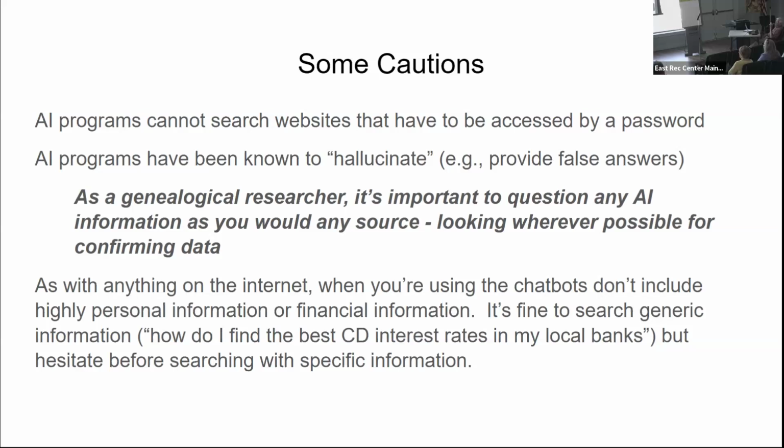The false answers part: you'll hear a lot of issues about AI programs having been given false information. As a researcher, you know that anything you get is not necessarily going to be 100% accurate. We were talking earlier about a posting on Find a Grave where somebody misread the dates on a particular tombstone, so what you searched for got the wrong date. They confused a 3 and a 5.